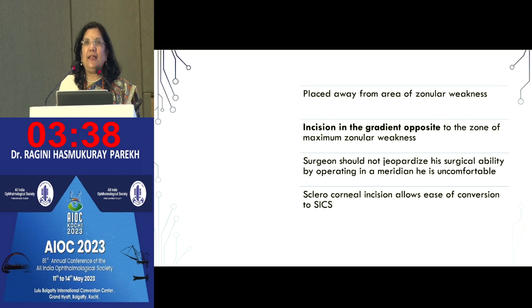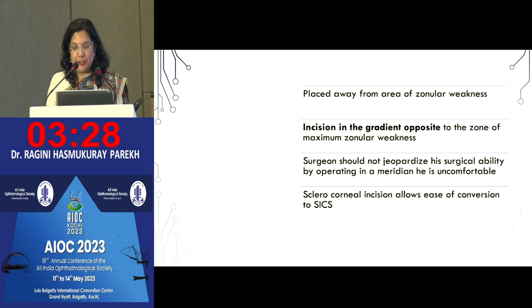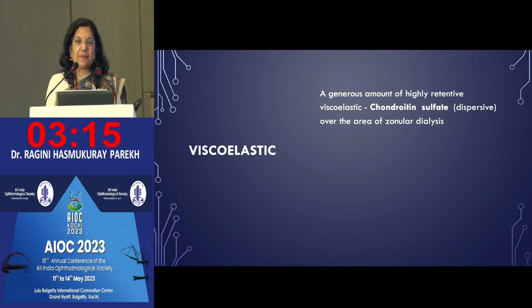You cannot do it in an inferior meridian, but you must try not to jeopardize the surgery, the safety of the patient, by doing acrobatics and trying to make an incision where you're not comfortable. A sclerocorneal incision always allows ease of conversion. So this is in case you are trying to do a phacoemulsification, do a sclerocorneal tunnel, and SICS is a savior in these cases because you may land into more complications. So it may be the surgery of choice.